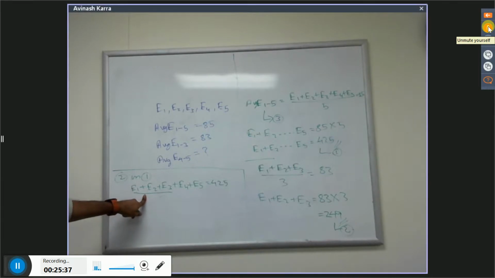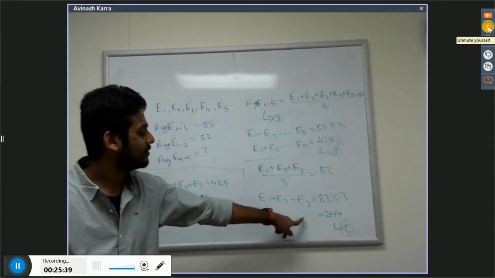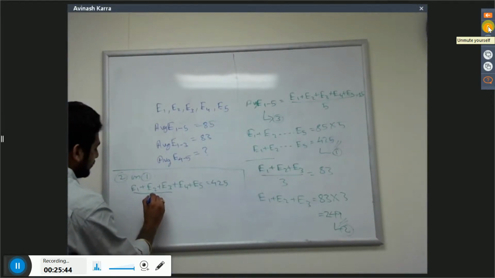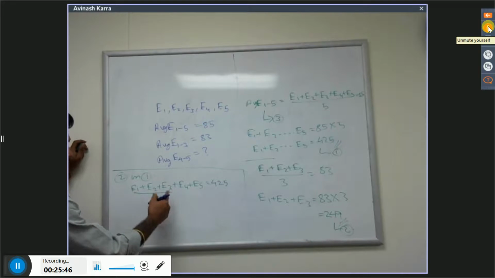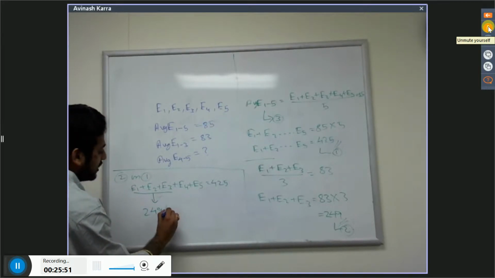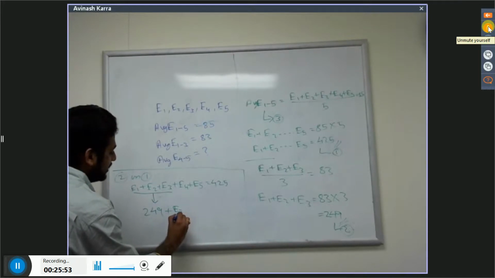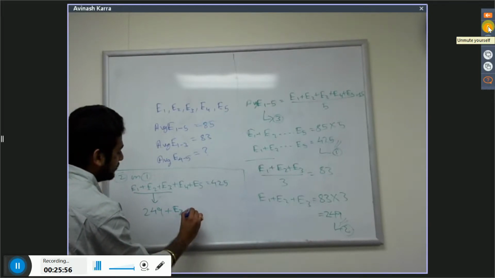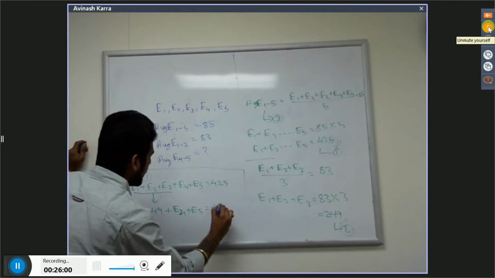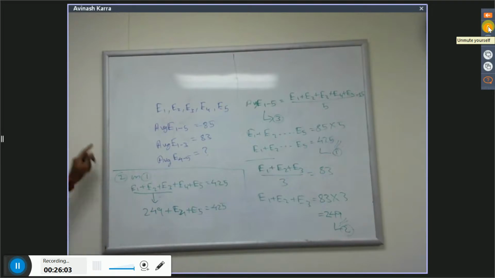E1 plus E2 plus E3 is equal to how much? 249. So instead of E1 plus E2 plus E3, I can write 249, right? Plus E4 plus E5 is equal to 425. So now, what is 249 doing here? It is adding in the LHS. If it goes to the RHS, it subtracts.